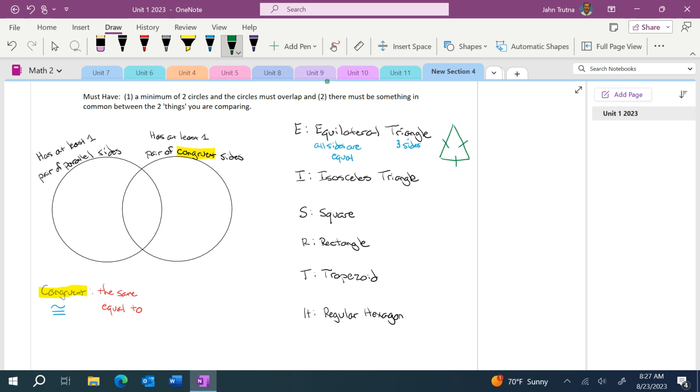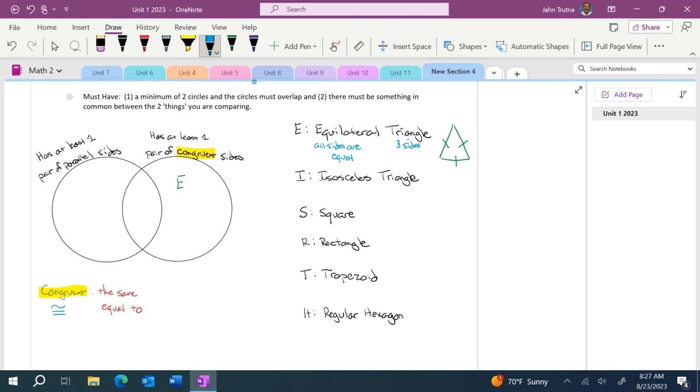So let's go through this. If I have an equilateral triangle, yes or no? Does an equilateral triangle have at least one pair of parallel sides? The answer is no. So I cannot put equilateral triangle anywhere in that left circle. Does an equilateral triangle have at least one pair of congruent sides? The answer is yes. It actually has three congruent sides. So it has one pair of congruent sides. So the letter E, equilateral triangle, is going to go right there, anywhere in this space right here. This space, which I put the green E in, represents any shape that has at least one pair of congruent sides, but does not have at least one pair of parallel sides.